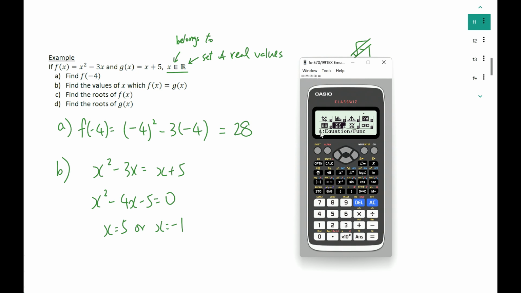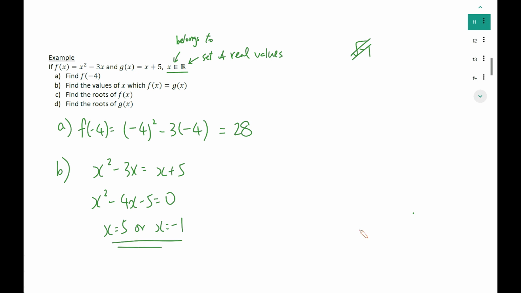If you have a calculator, you can go on menu and then the equation function. Alternatively, the quick one, if you press this A here, it's a shortcut to the function tab. So you choose polynomial, degree is 2 because it's quadratic, and we can put in the coefficients, so 1, then minus 4, minus 5. You get x1 equals 5 and x2 equals minus 1. So these are the answers.